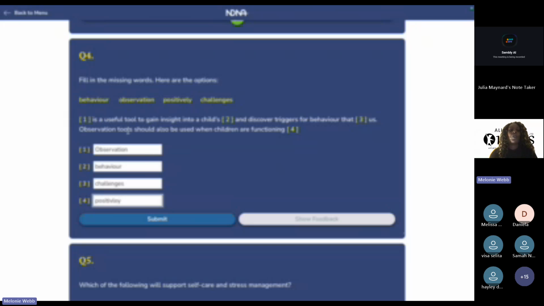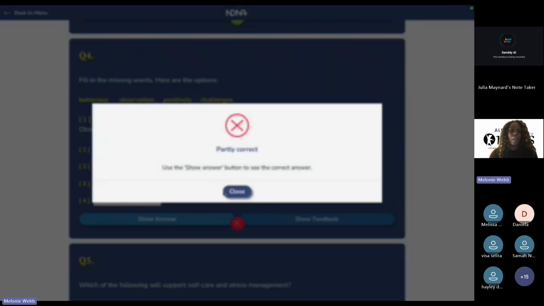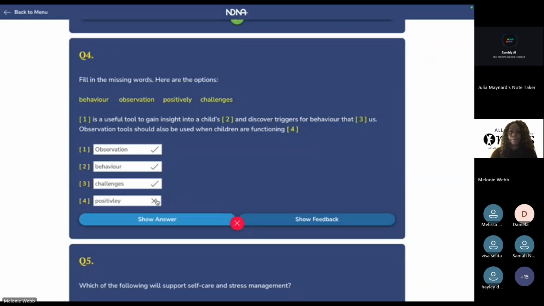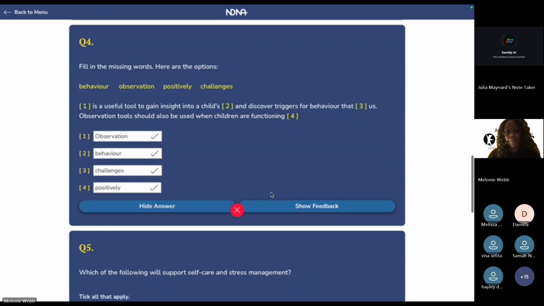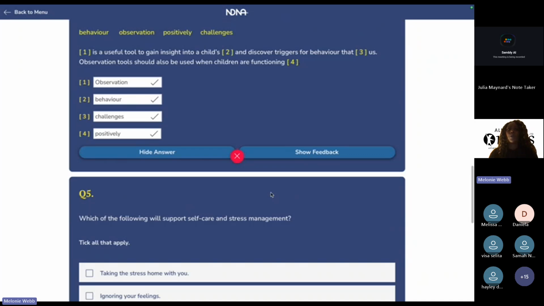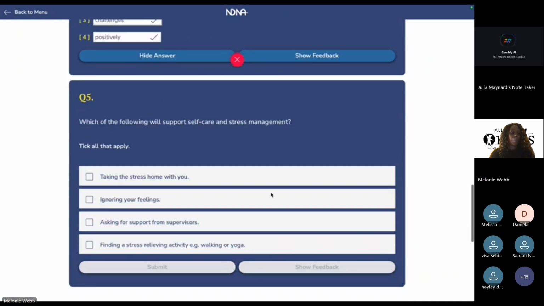Now, would you say behavior is a useful tool to gain insight? You wouldn't, would you? No. Oh, I spelled positively wrong. Sorry. But we were correct. Observation is a useful tool to gain insight into a child's behavior and discover triggers for behavior that challenges us. Observation tools should also be used when children are functioning positively.